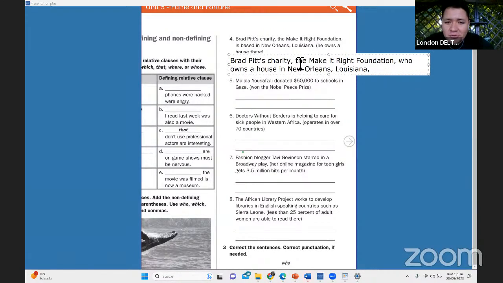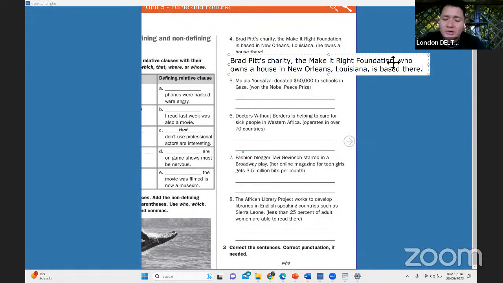Who owns a house in New Orleans, Louisiana, is based there, or we could say it's based in the same place. Okay, so the additional information is that Brad Pitt has a house, right?